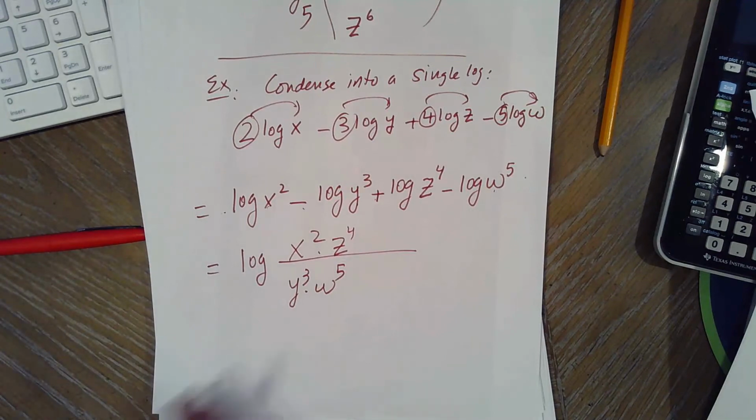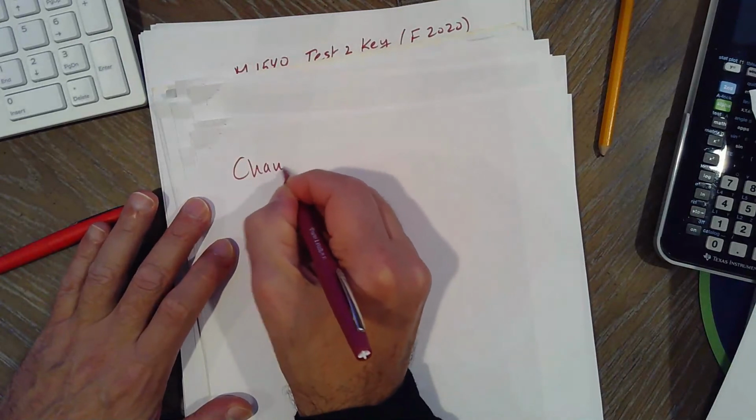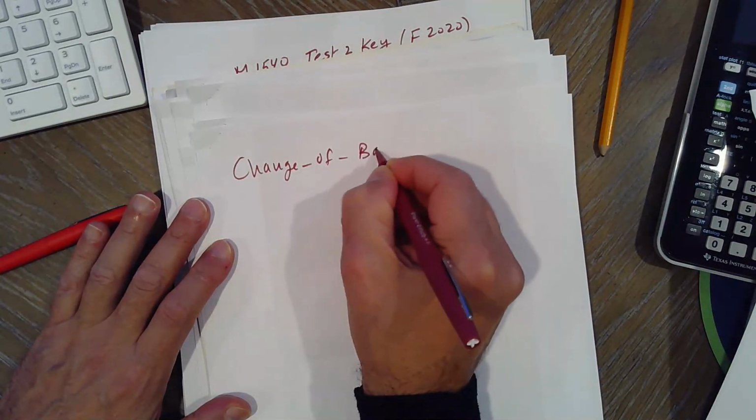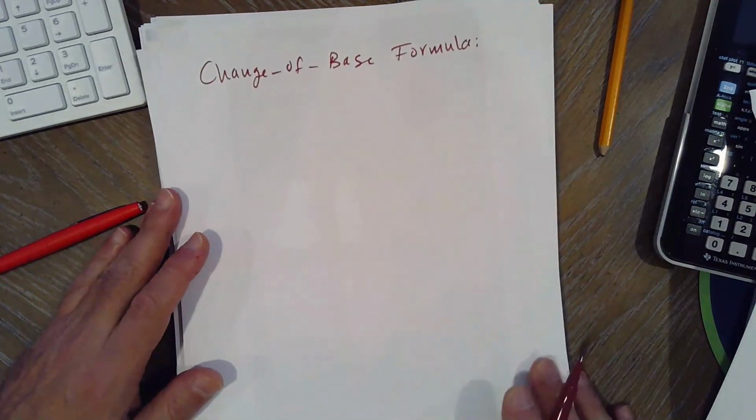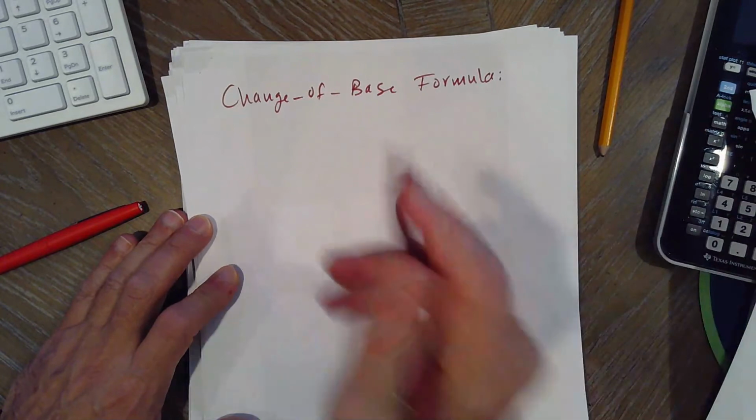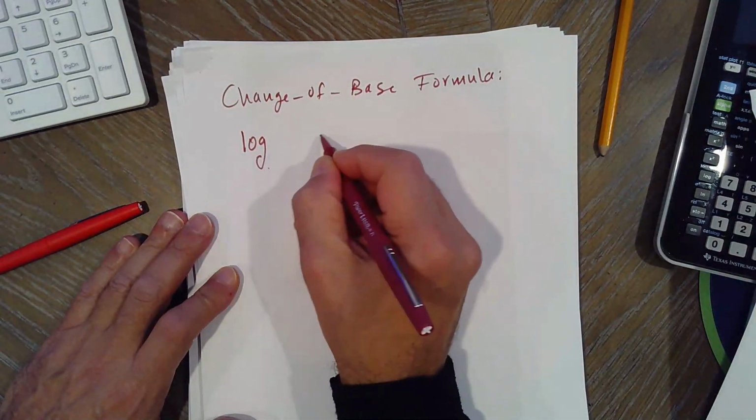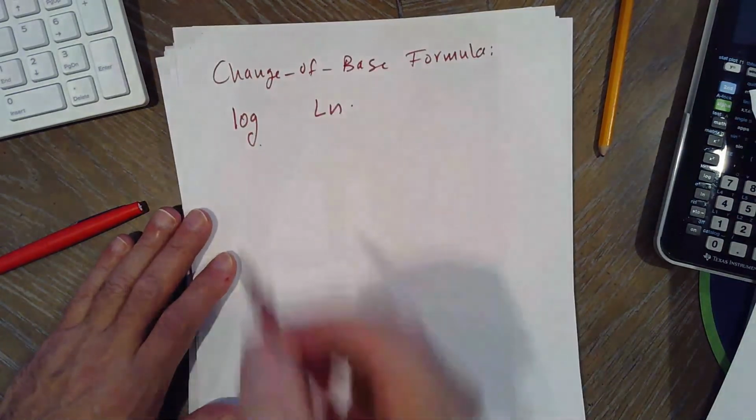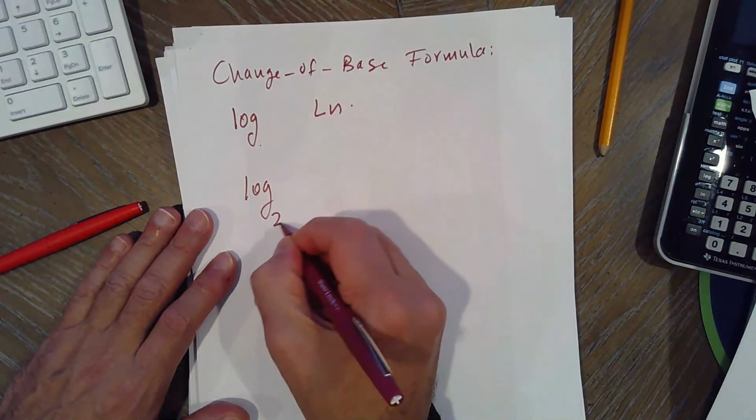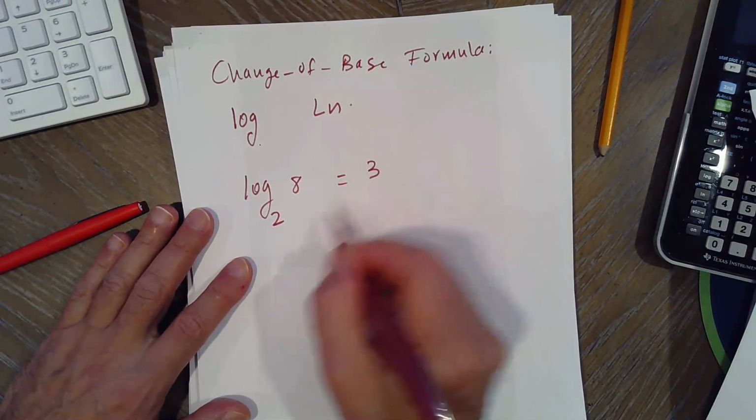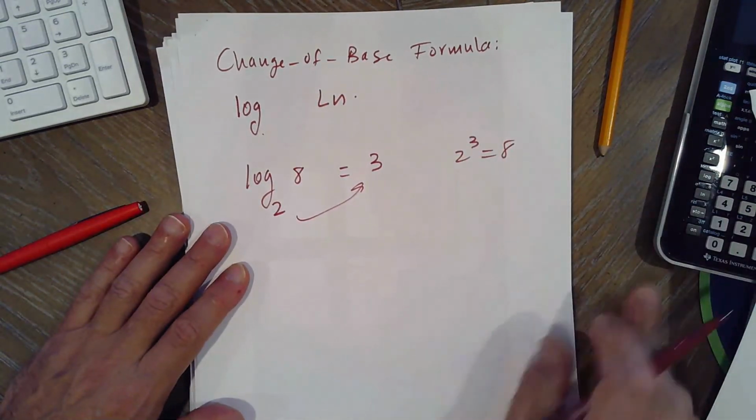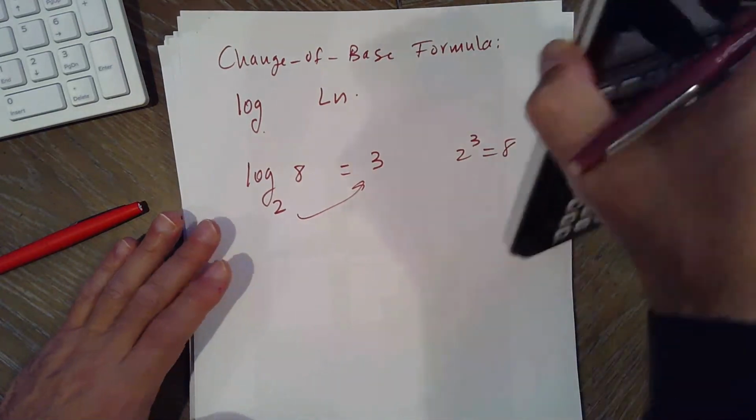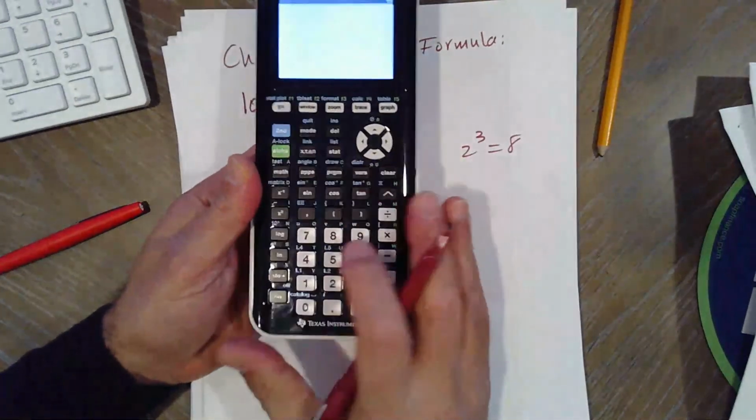Okay, one last thing from this section is what we call the change of base formula. Most calculators have only log base 10 and ln. So what if I want to do, say, log base 2 of 8? Well, we know this is 2 because 2 cubed is 8. But I don't have a key up front that gives me log base 2.